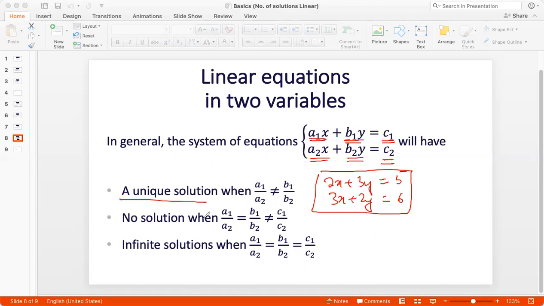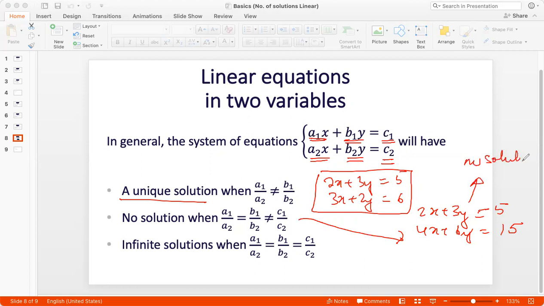This system will have no solution when a1 by a2 and b1 by b2 are equal, but that ratio is not equal to c1 by c2, right? For example, 2x plus 3y is 5 and 4x plus 6y is 15. So here a1 by a2 and b1 by b2 is 1 by 2, but c1 by c2 is 1 by 3. So this condition is satisfied. The lines will be parallel and there would be no solution to the system.